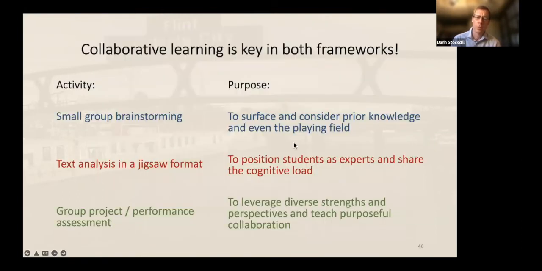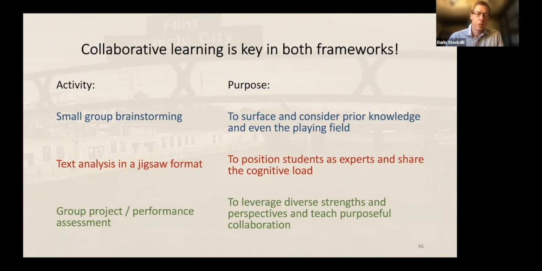So this collaboration becomes really important, and collaboration at different levels. I'm also thinking about how to make this manageable. I might just do small group brainstorming to help students surface and consider prior knowledge and even the playing field. Some students have more prior knowledge than others, those who are interested in this, or maybe they watch A&E all the time or the Discovery Channel and they just happen to be experts in what you're talking about. I'm sure you've all experienced the kid that surprises you by knowing everything about a very narrow topic.